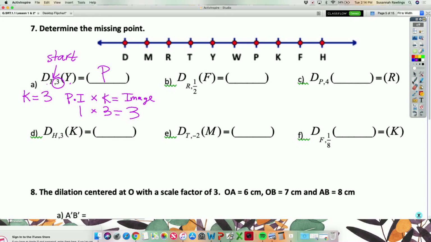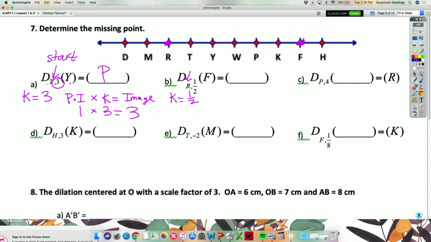Okay, so let's try the next one. What's my scale factor here? 1/2. Is that a reduction or an enlargement? That's a reduction. So we'll be taking half the length of my original. Where's my starting point here? R. And where do I need to count to? F. So 1, 2, 3, 4, 5, 6 units long.